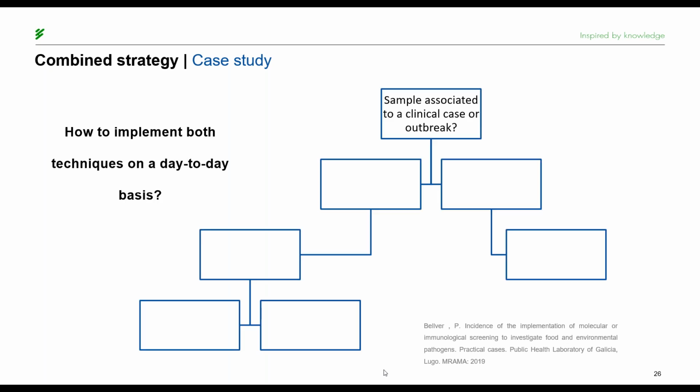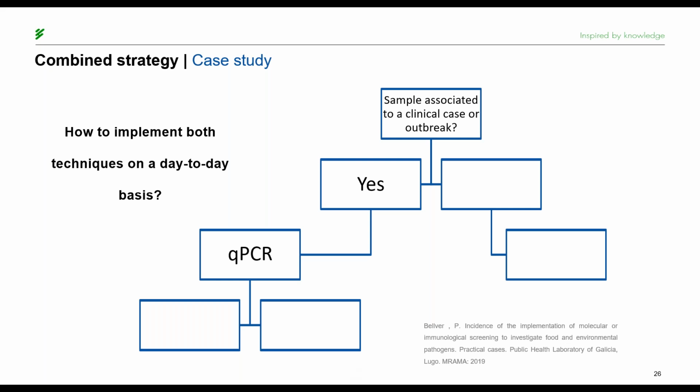And a practical case on how to implement a PCR and a culture strategy in, for example, a health emergency, a sanitary emergency situation. We have, in a public health laboratory, a sample that has arrived and it is associated with a clinical case or an outbreak. We receive it, and then, of course, we have an urgency to obtain the results. If that is the case, we can begin our qPCR method.